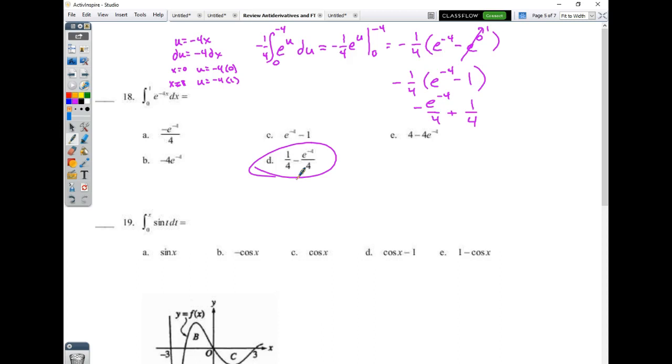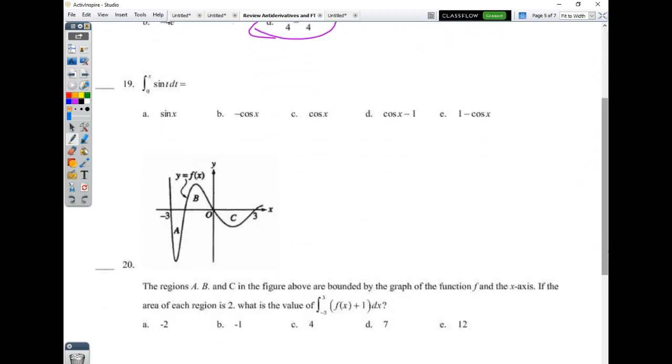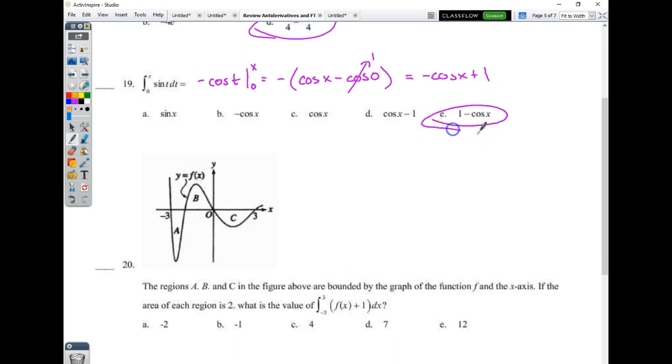Number 19. Again, this is not a terrible question. You just have to know the antiderivative of sine, which is negative cosine of t, evaluated from 0 to x. What students will do is they'll just say, oh, it's got to be negative cosine of x, but I didn't take the derivative of this, so it's not the second fundamental. This is actually the first fundamental: negative cosine of x minus the cosine of 0, which is 1. When I distribute the negative, I get negative cosine of x plus 1, which looks a lot like answer choice E.